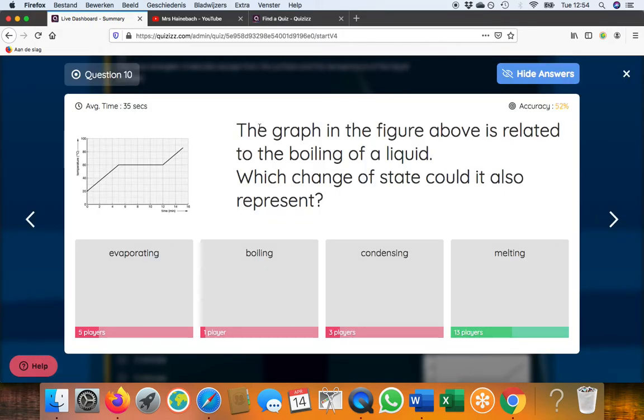Here again, a question about the same graph. Which change of state could it also represent? That's a bit of a tricky one. If the temperature increases, it could also be melting. So actually 13 of you had it correct, and some of you chose evaporation, which is basically what happens when a substance goes from liquid to gas. It's not really another word for boiling, because boiling is really at the boiling point, while evaporating can also happen below the boiling point.